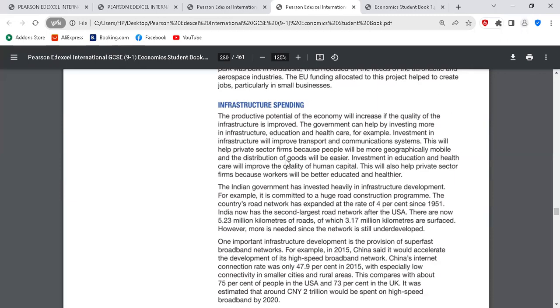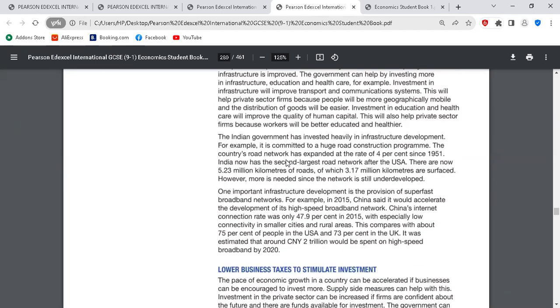Is it clear? The next paragraph is about India investing heavily in infrastructure, which resulted in more output for them. That's the second paragraph, so I'm not going to talk about that. And the last paragraph, they said, one important infrastructure development is the provision of superfast broadband networks. Basically, communication brings accessibility to the world.